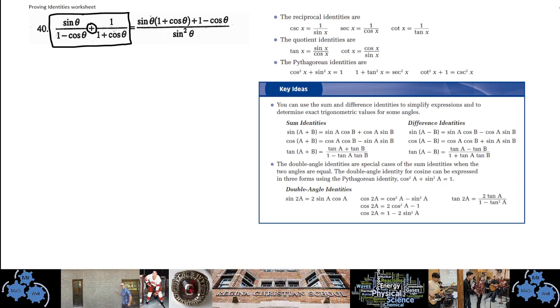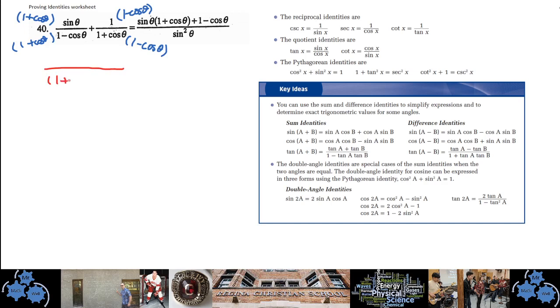So what I'm going to do, let me just erase this so you can see. I am going to multiply this side by 1 plus cos theta, top and bottom. Okay, and on this side, I'm going to multiply by 1 minus cos theta, top and bottom, to get a common denominator. So now, I'll change colors here because we're going to run into each other. So the common denominator now is 1 plus cos theta times 1 minus cos theta, right?